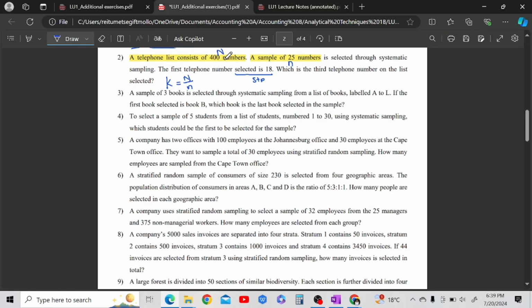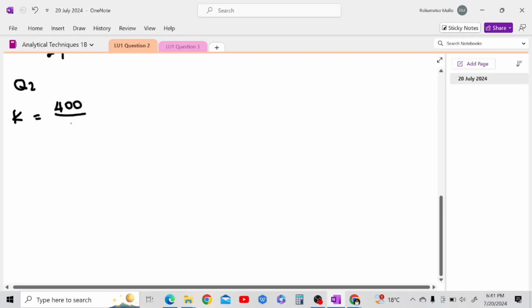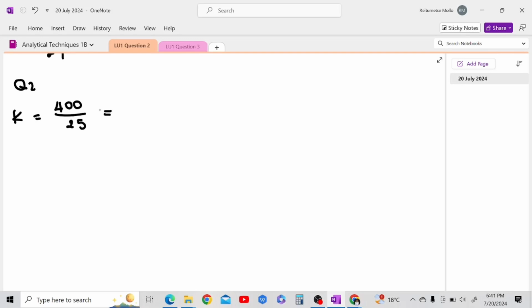All right. So let's just find out what is our k. Our k, question 2. So k is going to be 400 divided by 25. What is 400 divided by 25, guys? Can someone please just help us quickly? I'm just looking for my calculator. 400 divided by 25.